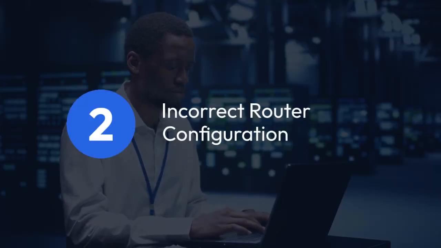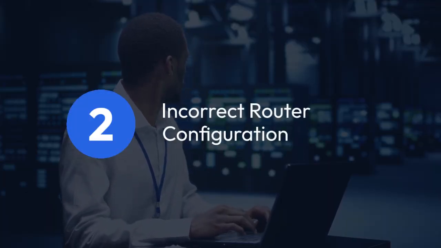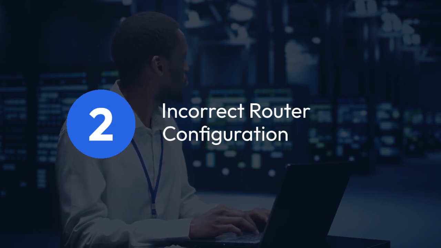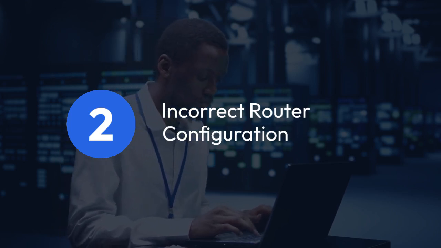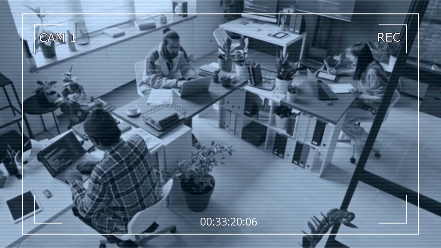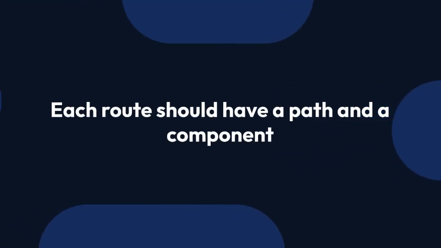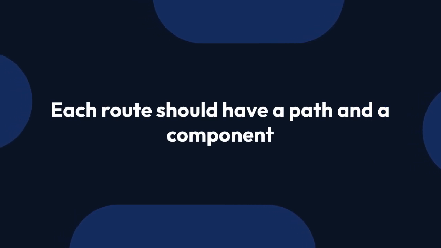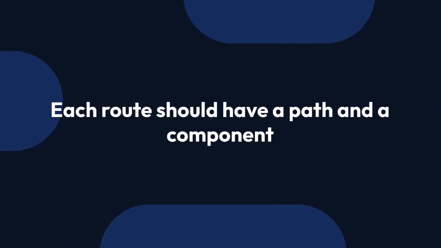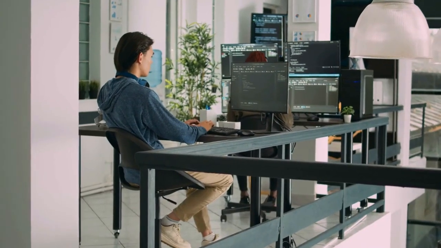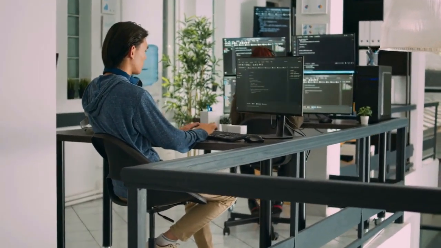2. Incorrect router configuration. Your routing configuration, usually app-routing.module.ts or equivalent, needs to be set up accurately. Make sure you've defined your routes correctly. Each route should have a path property specifying the URL segment and a component property identifying which component to load. Ensure there are no typos in your route paths or component names.